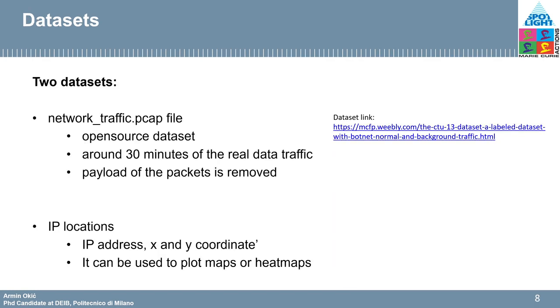Now I would like to give you some details about the datasets. We provide you two datasets. The first one is the network traffic pcap file. This file was downloaded from an open source dataset library, and we just took 30 minutes of the real data traffic. Also, it's important to know that the payload of the packets has been removed. If you want to see this dataset, you can find it at this link.